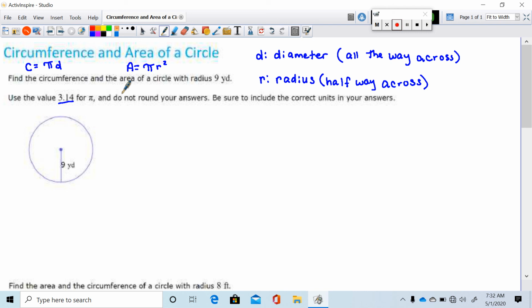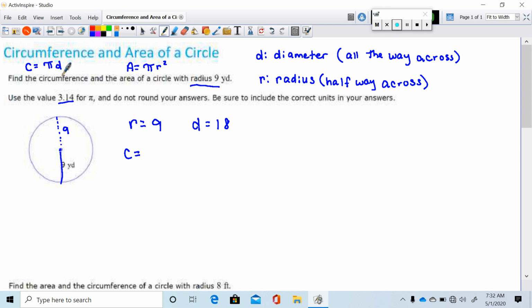Find the circumference and the area of a circle with a radius of 9. So the radius is 9. And they actually have that drawn here for you. Halfway across the circle is 9. Well, if halfway across the circle is 9, then all the way across would be another 9. So 9 plus 9 means the diameter is 18. So now we want to find the circumference.